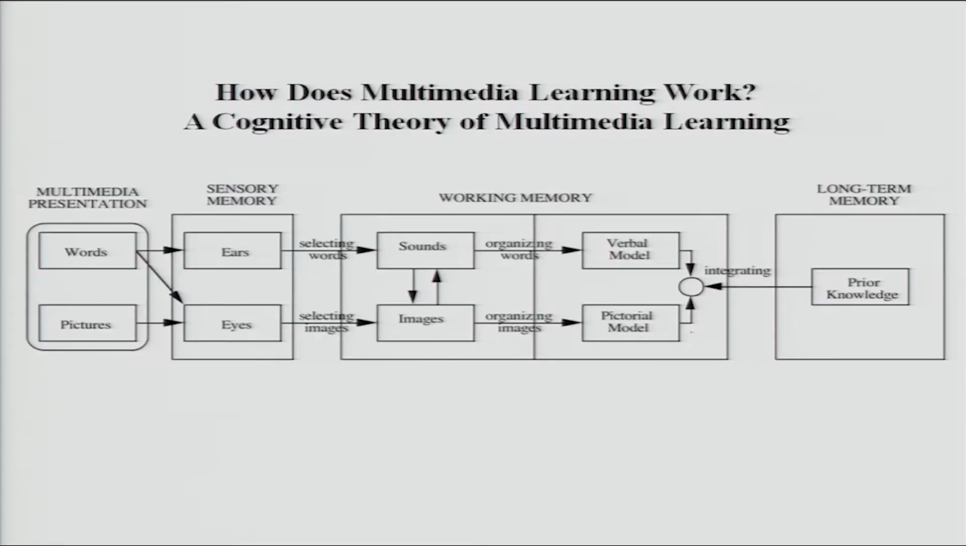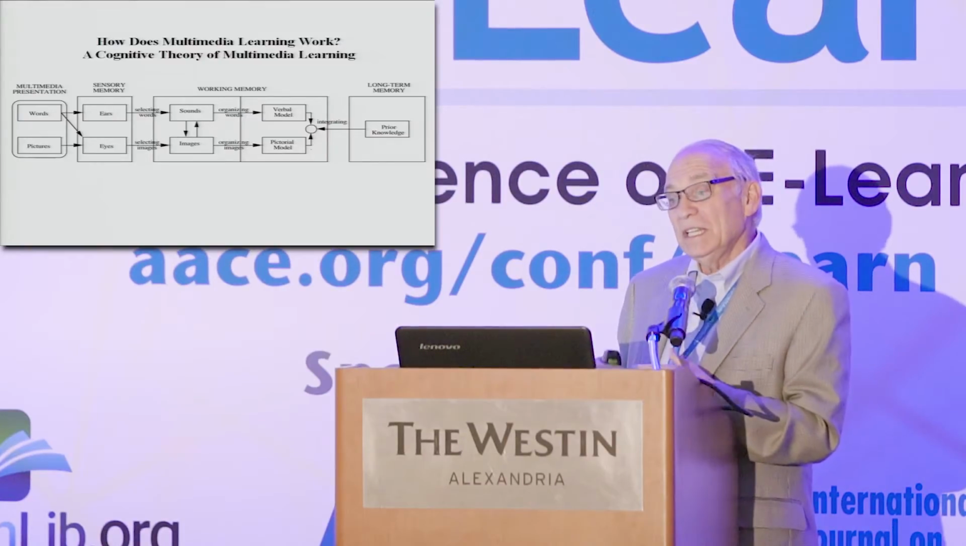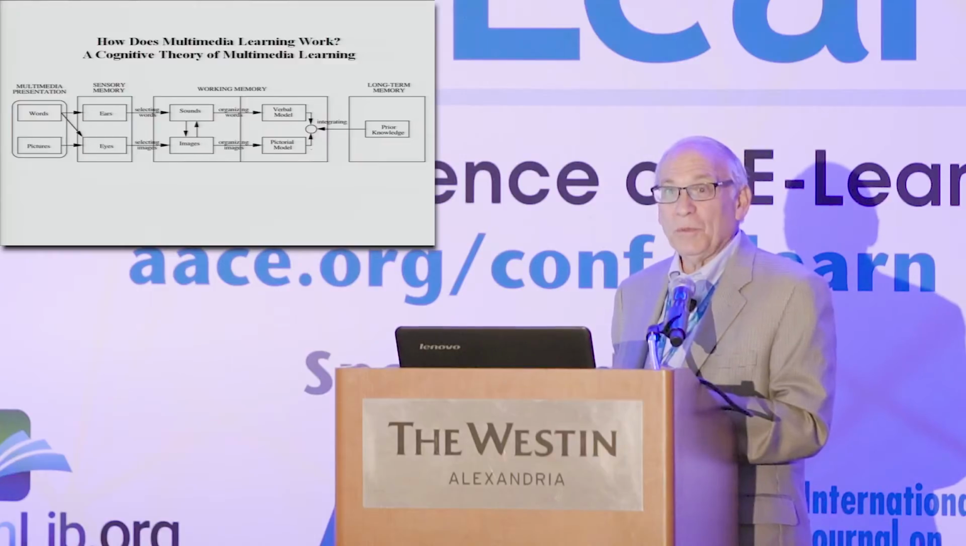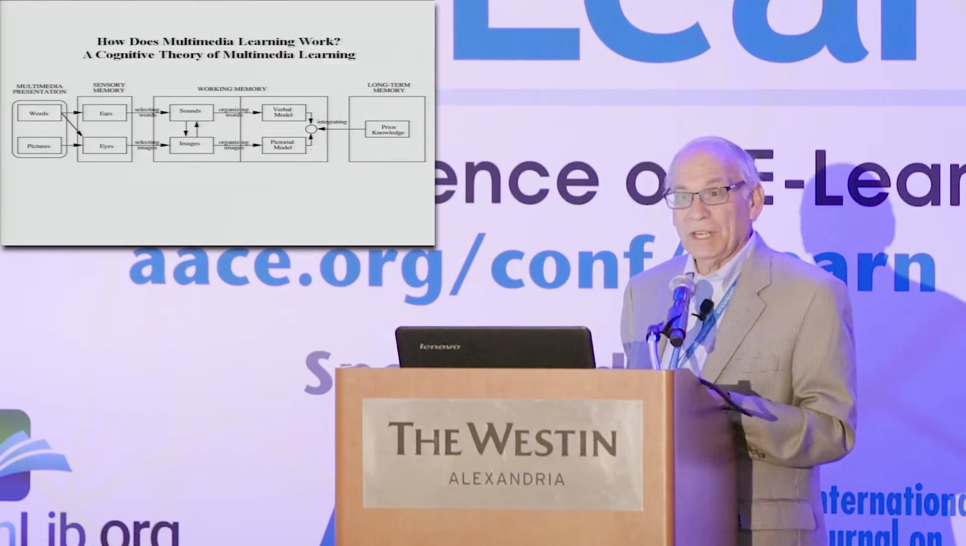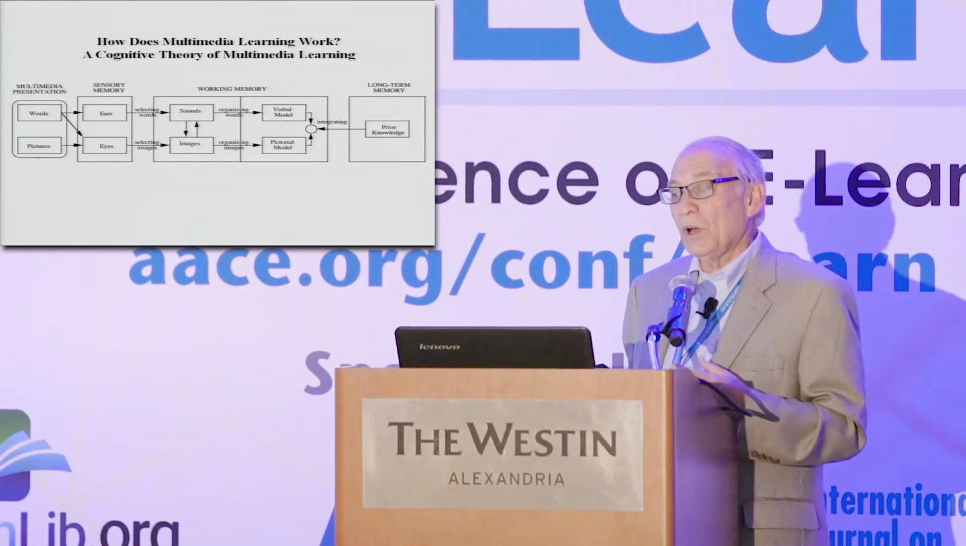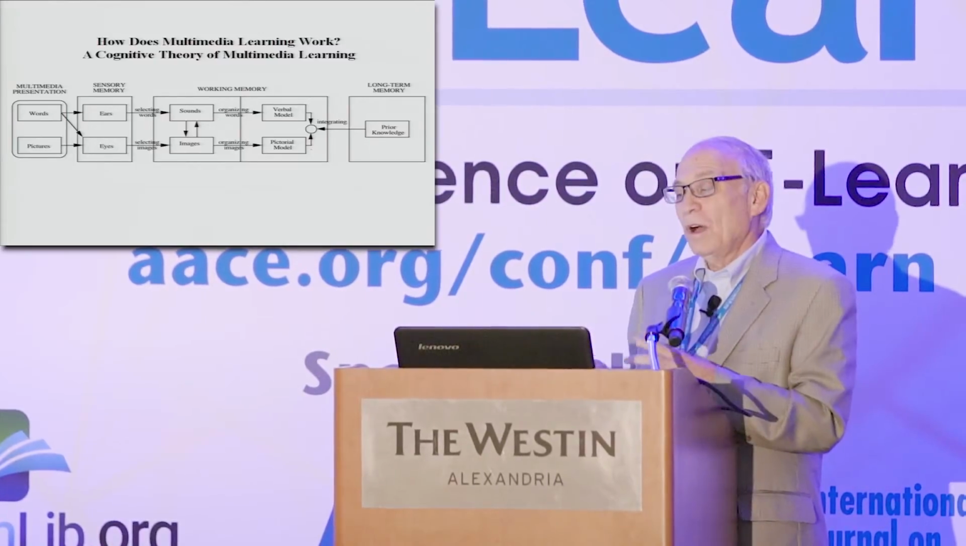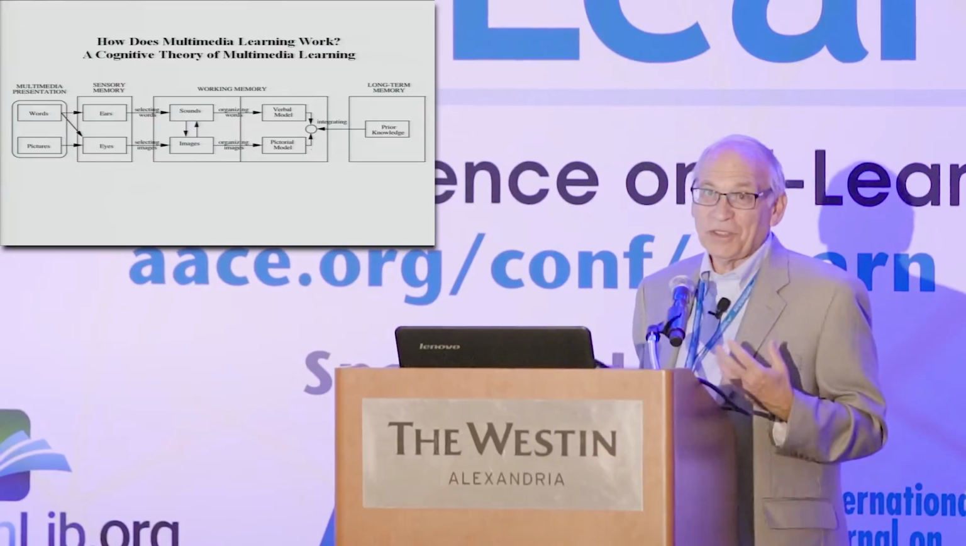If we pay attention to this fleeting image that's coming in, which I call selecting words and selecting images, then some of the sounds and images make it into our working memory. And in working memory, we can organize the images into what I call a pictorial model. We can organize the incoming verbal material into a verbal model. So those are the arrows that say organizing words and images. And then we activate relevant prior knowledge from long-term memory and use it to help integrate the words and pictures with each other and with the incoming information. So I call that integrating.